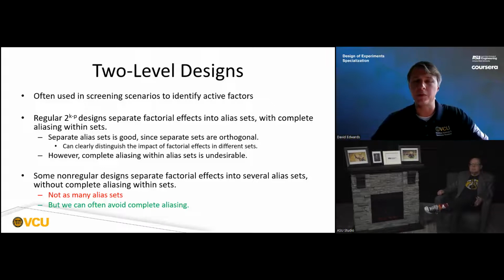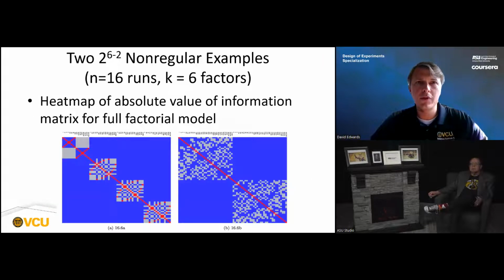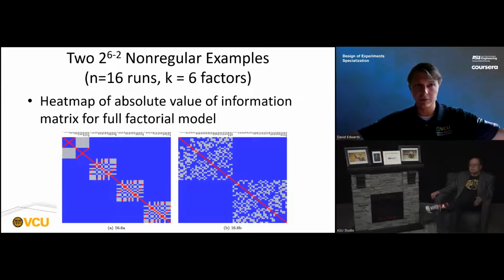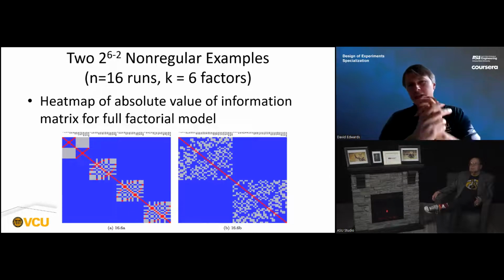So there's a little bit of good and bad there, but we'll kind of explore these concepts a little bit further. So I'm going to show you two designs here. This is two 16-run, 6-factor designs. They're non-regular, in the sense that they do not have the very simple defining relation that I've been talking about. They cannot be constructed that way. However, if you look at a heat map of the information matrix, so the full factorial model, so in other words, take all the columns of this design and take all possible products and take that matrix transpose times itself and kind of rearrange the columns, you can actually see some structure here.